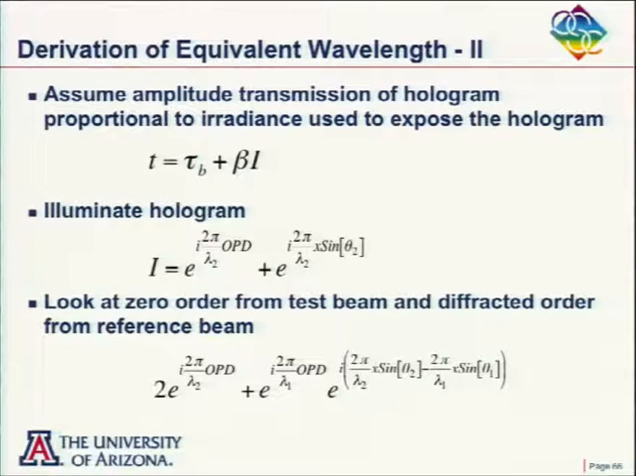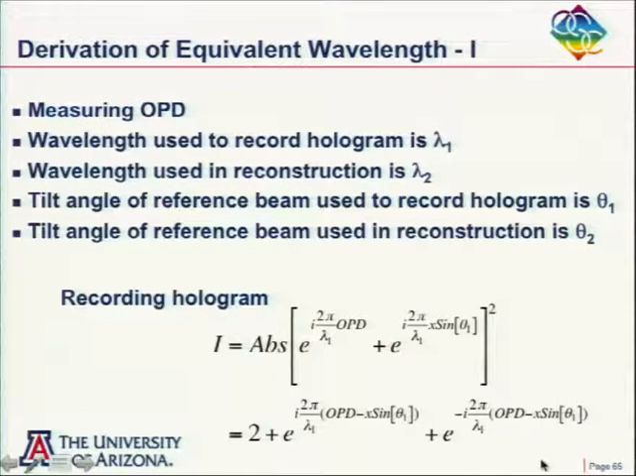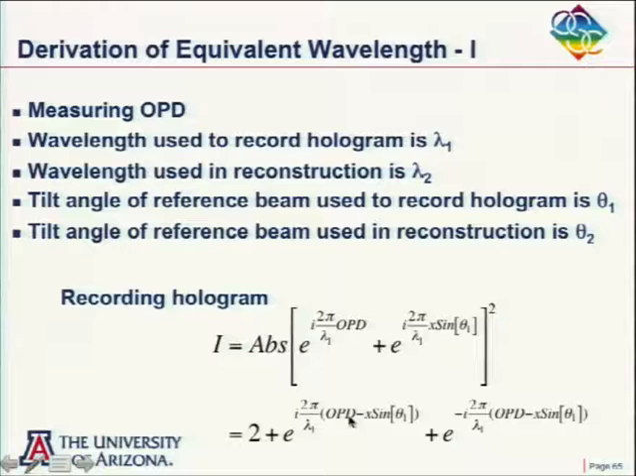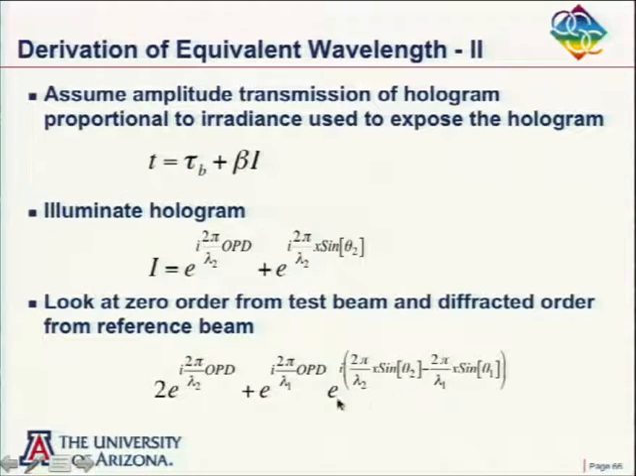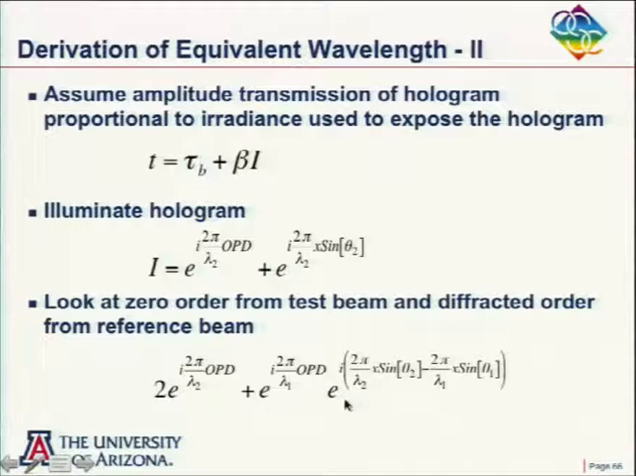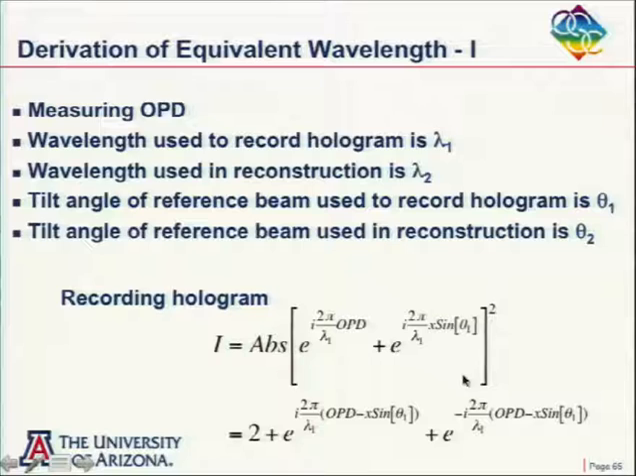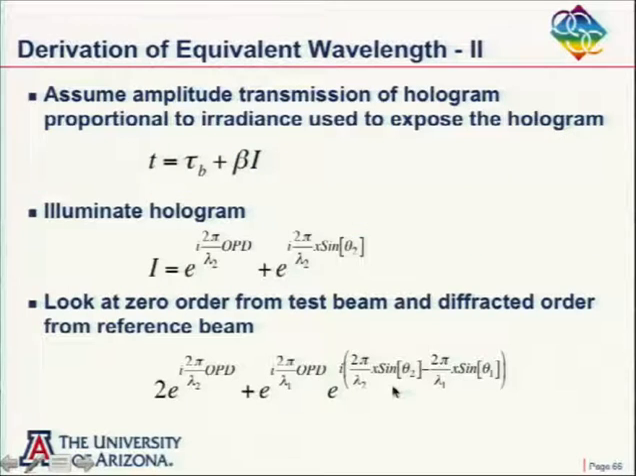So that will be, if I take here, I have an e to the i 2 pi over lambda 2 x sine theta 2, and I'm going to multiply that times this beam right here. Well, no, excuse me, this beam right here, the first one, because I want to get plus OPD. So I'm going to multiply it by that, and so what I get is e to the i 2 pi over lambda 1 OPD, this here, times e to the i 2 pi over lambda 2 x sine theta 2, so that's this beam, e to the minus i 2 pi over lambda 1 x sine theta 1. And so that's this right here.